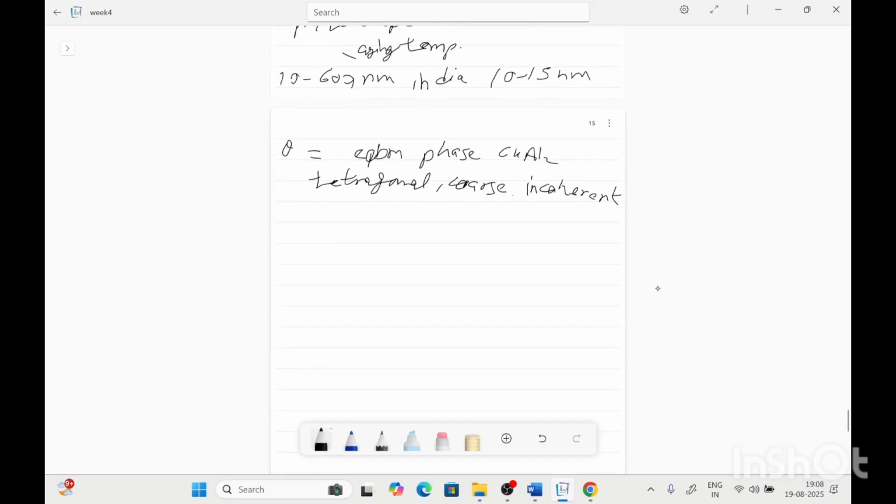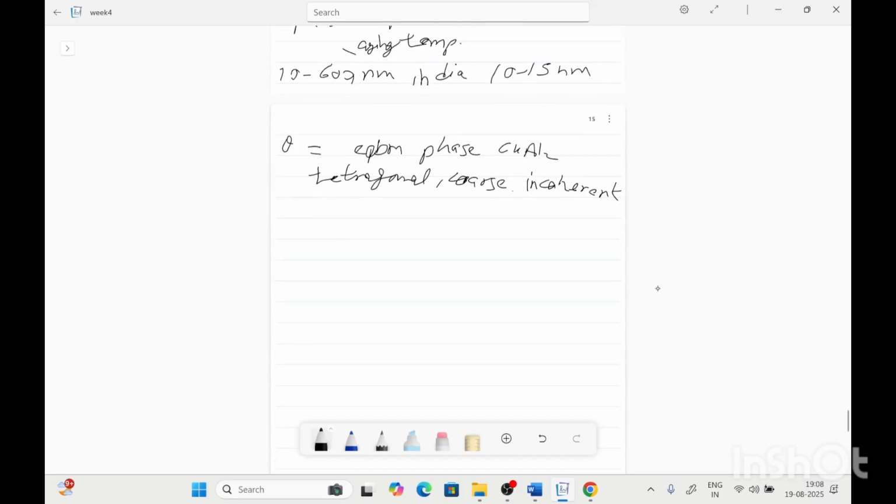So this is for the aluminum copper system. If we talk about specific aluminum copper alloys like aluminum alloy 2024, it has a composition of around aluminum, 4.4 copper, 1.5 magnesium, then 0.8 manganese.